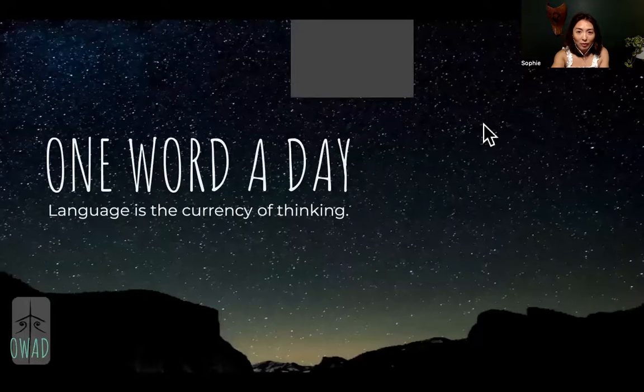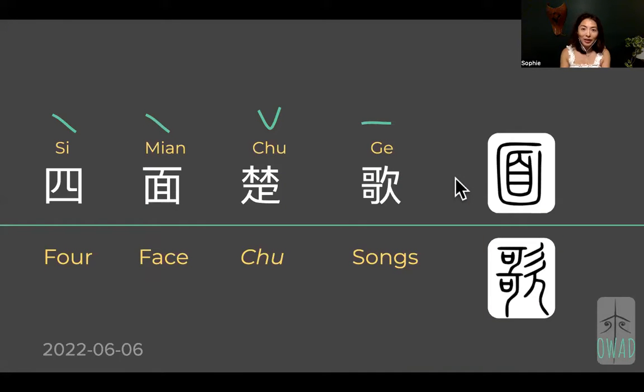So last time we talked about a pretty risky situation where you hear your enemy's songs from all four directions. So you're sieged, and I translate it as doomed. So there's almost like there's no way out. You are surrounded by enemies.